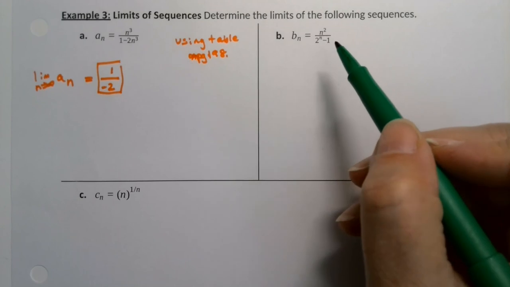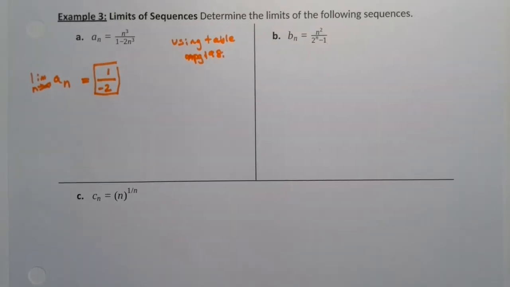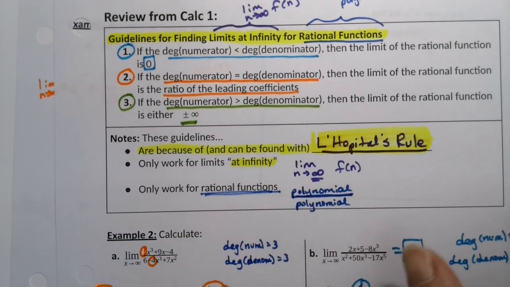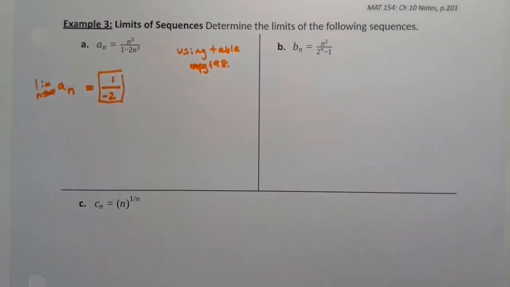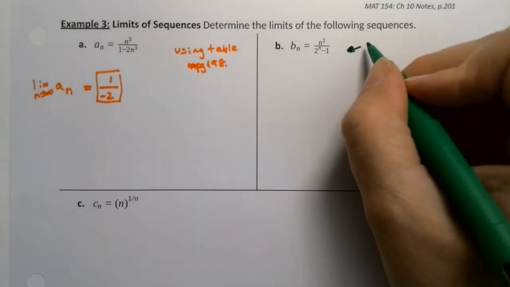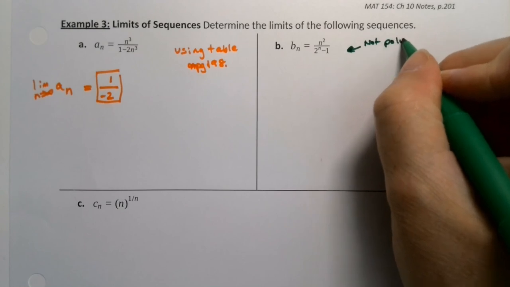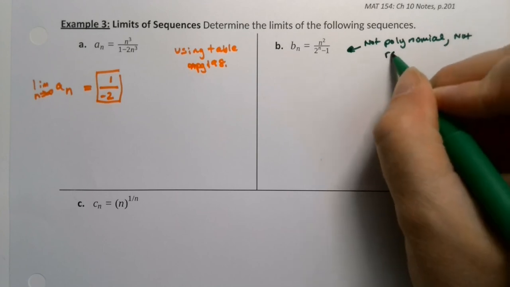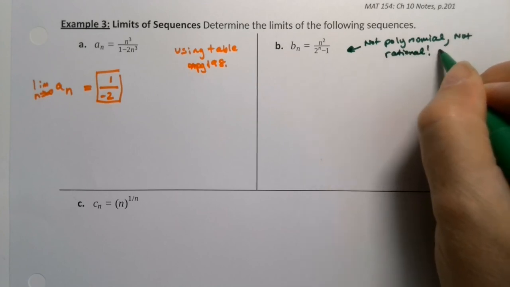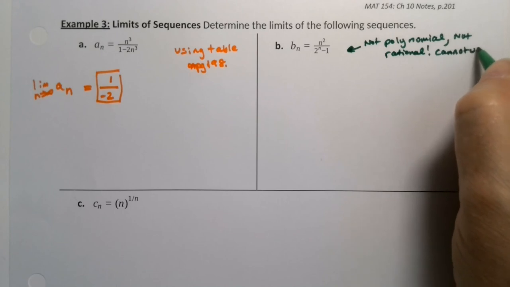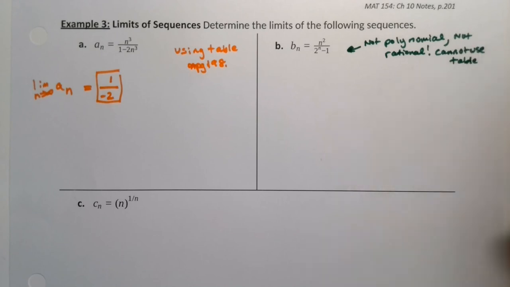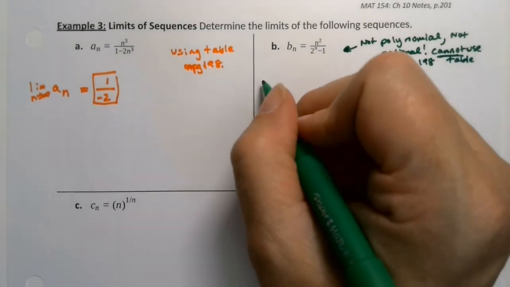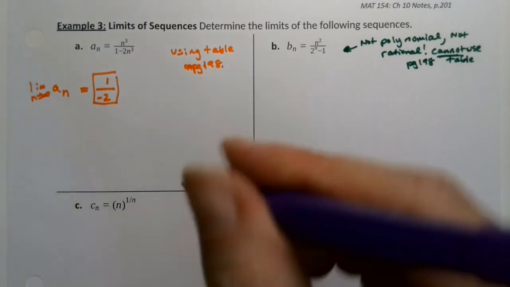Oh, okay. Well, this one, maybe let's try with L'Hopital's rule, because the table does not apply, because the table is, again, for rational functions. And that denominator we have is not a polynomial, so it's not a rational function. So we will actually have to show this one. Cannot use the little trick, the page 198 table, right? We cannot use it.